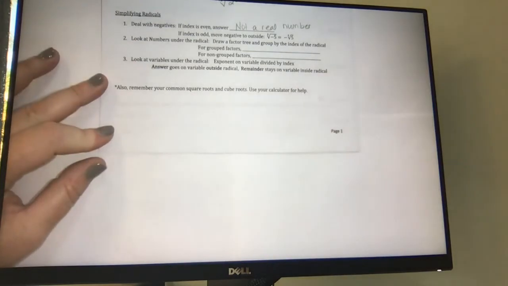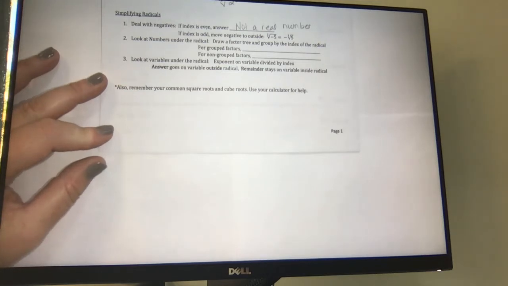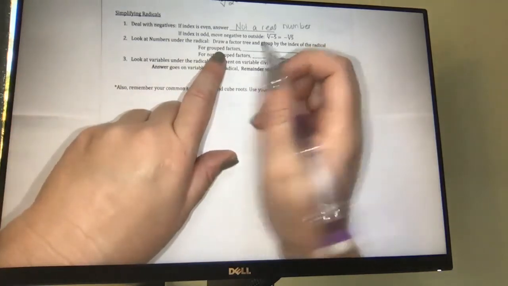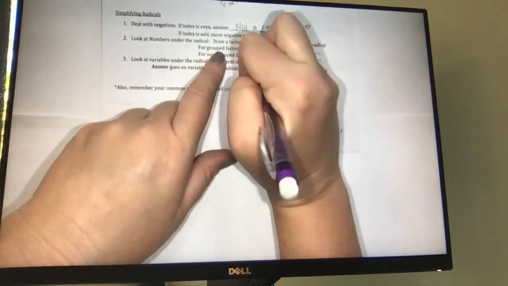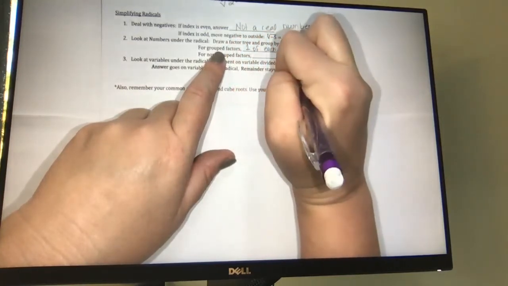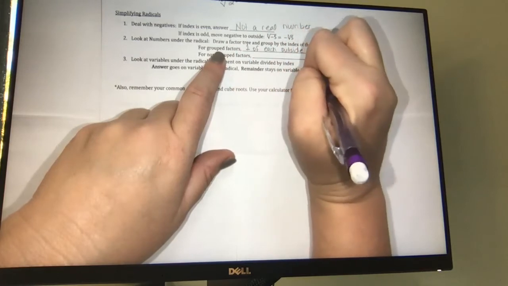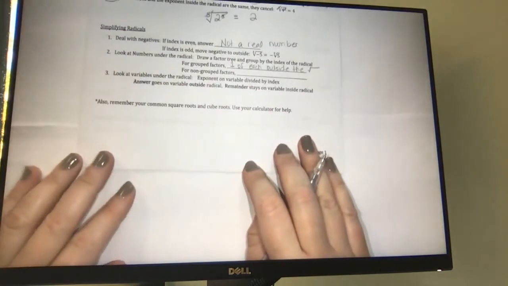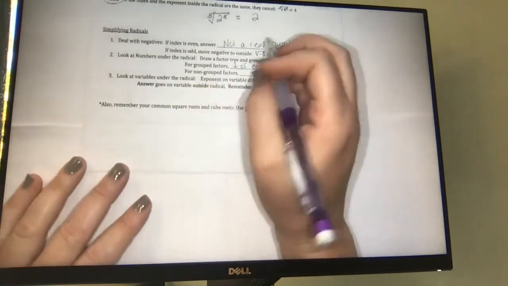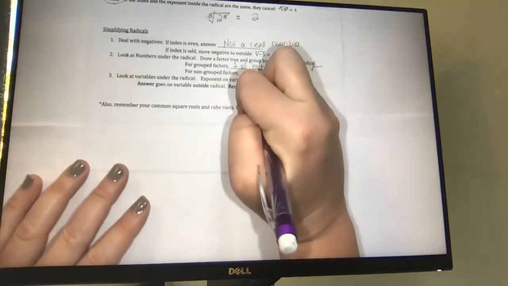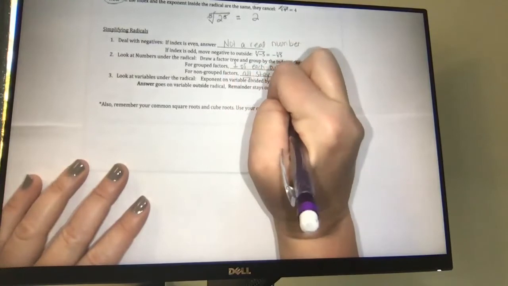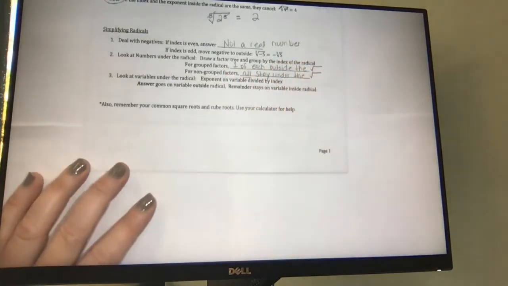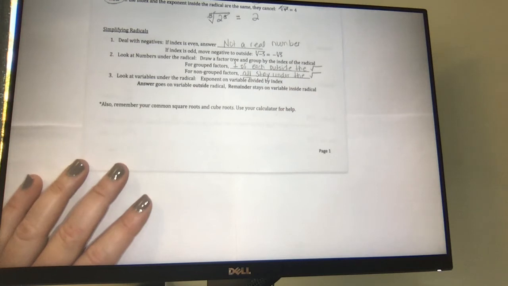And we're going to group the numbers by the index. Again, when you try to put math steps into words, it gets super complicated, so don't get hung up on this. We're going to do a bunch of examples. For grouped factors, you're going to take one of each outside the radical symbol. For non-grouped factors, all of them stay under the radical sign. Okay, so that's what we're going to do, practicing that way.